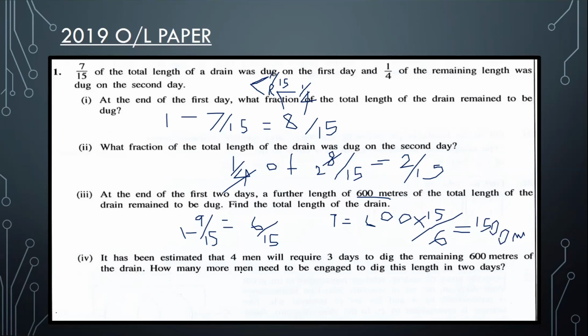Okay. It has been estimated that the 4 men will require 3 days to dig the remaining 600 meters of the drain. How many more men need to be engaged to dig this length in 2 days? So 4 men are going to take 3 days to dig the remaining 600 meters. So for this question, I'll take the whiteboard. So the work done by those 4 men is 4 men working for 3 days. That is the work done. So the work done is the same.